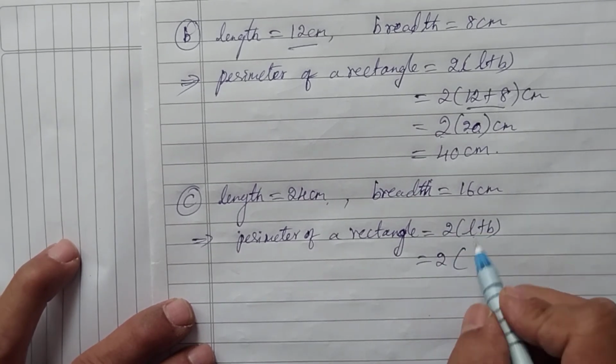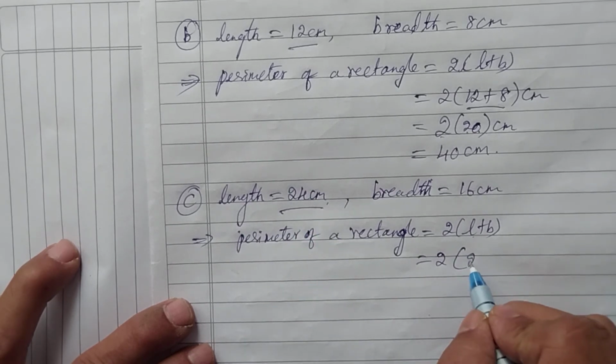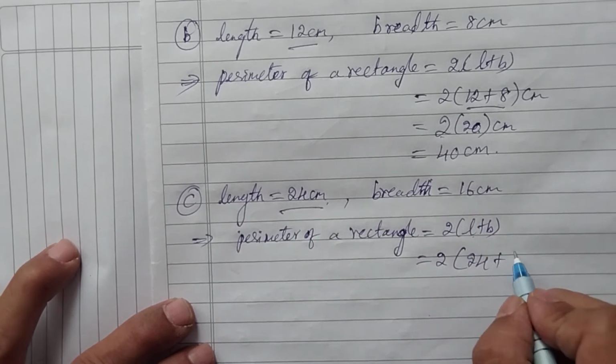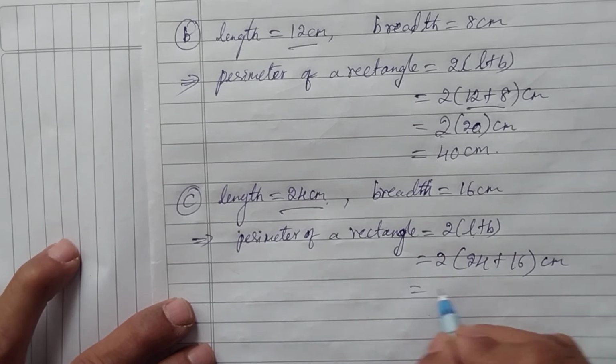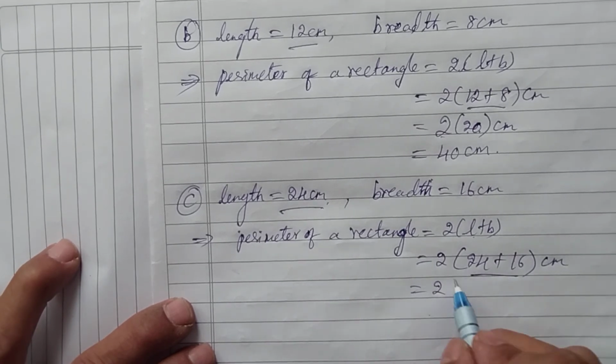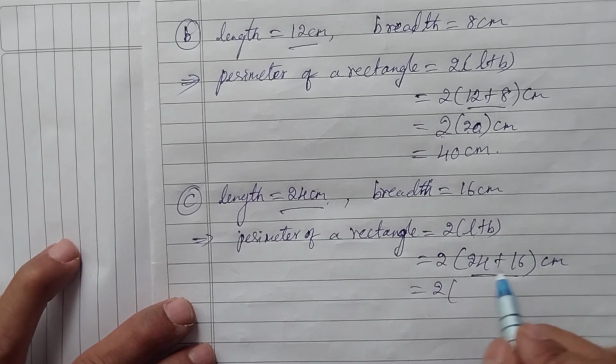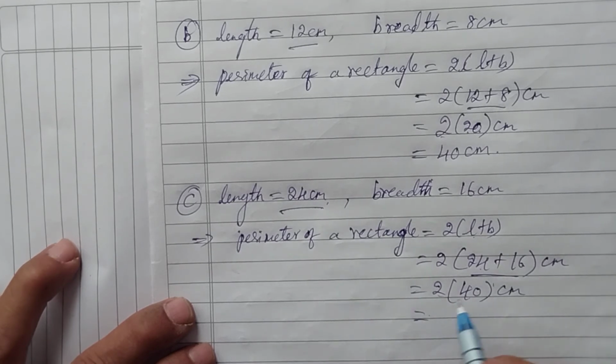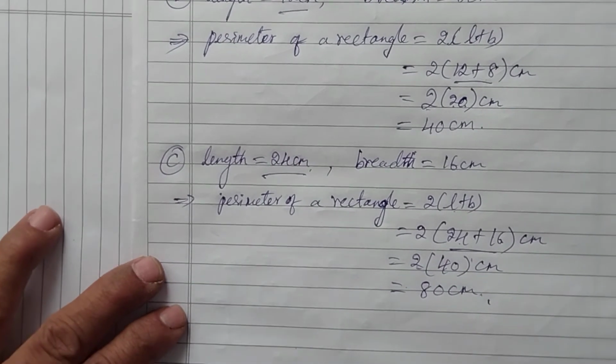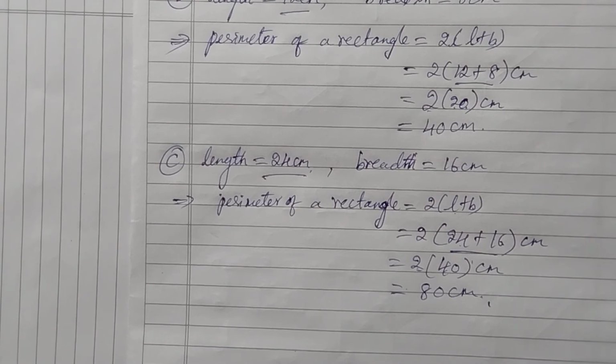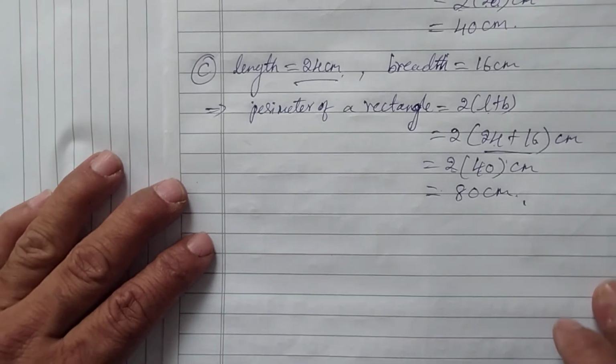2, what is the length? Length is 24 centimeter, plus what is the breadth? 16 centimeters. 2. You add this and put it in a bracket. 20, 30, 40: 40 centimeter. 4 2s are 8, and 2 zeros are 0. 80 centimeter. This is the C one, we are done. Now you can copy it also in your class work. Okay. Now the D one.